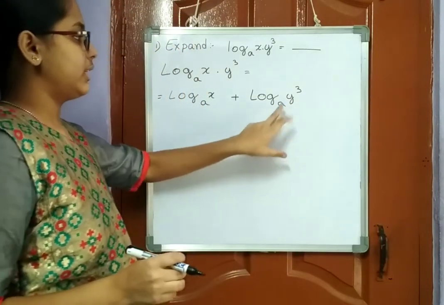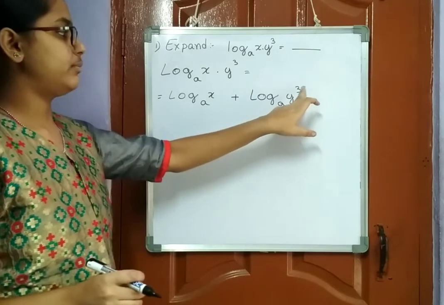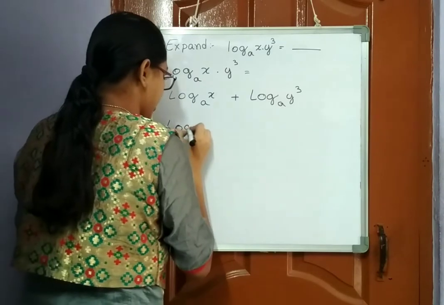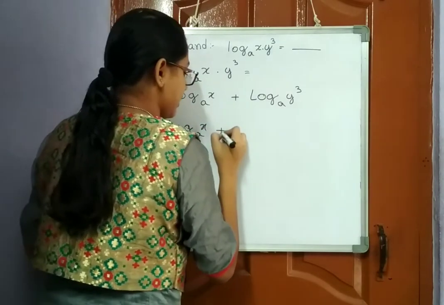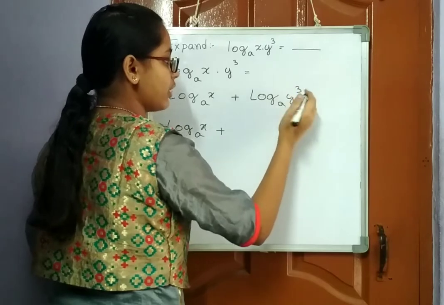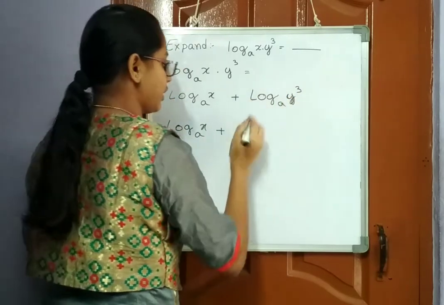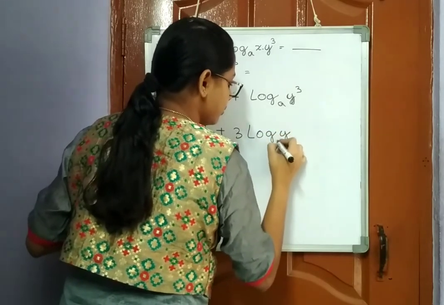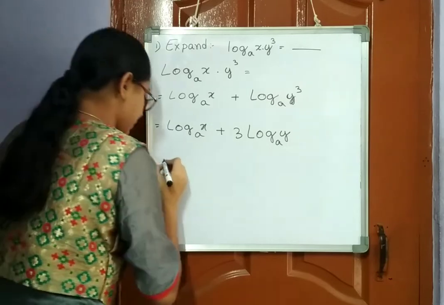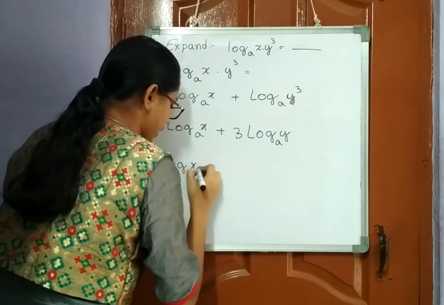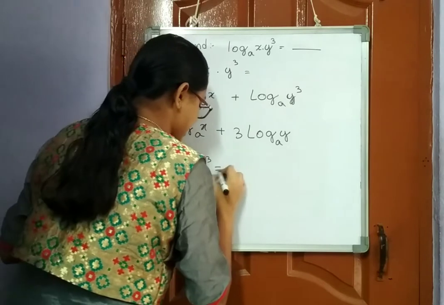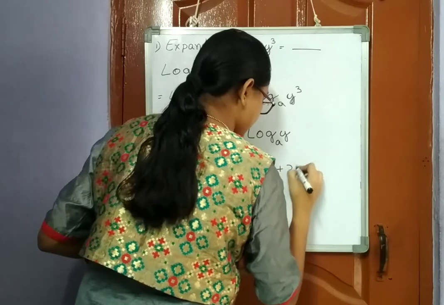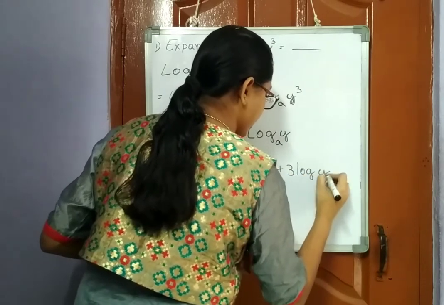But also here there is the argument which is in the form of an exponent. So we will get the power rule here. Log x to the base a as it is. As the power rule says, the power or the exponent will be the product, that is 3 log y to the base a. So log x y cube to the base a equals log x to the base a plus 3 log y to the base a.